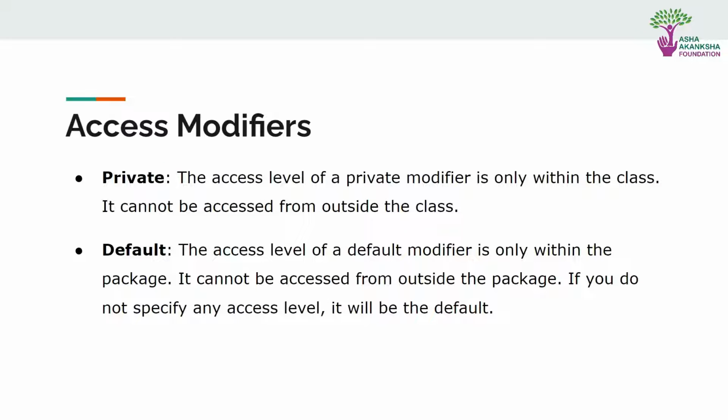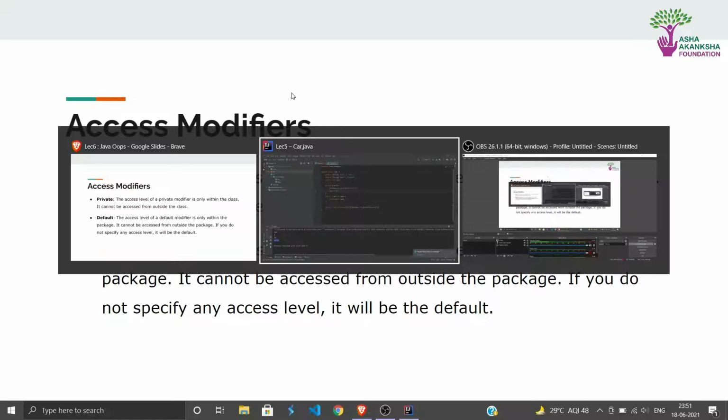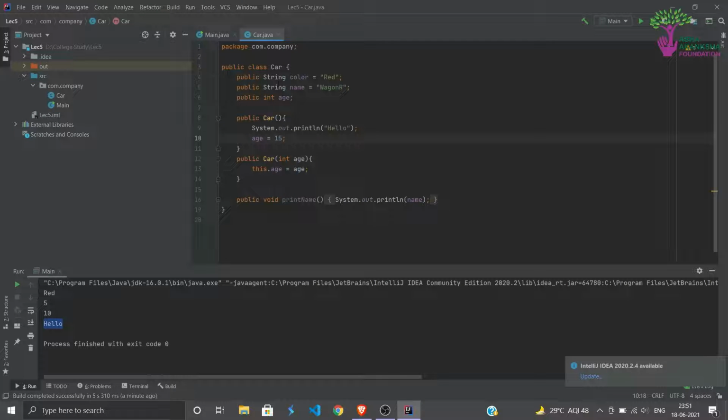First of all, we look at access modifiers. The first type of access modifier is private. The access level of a private modifier is only within the class. It cannot be accessed from outside the class. Here we have assigned it the modifier public, but let's say we made it private.